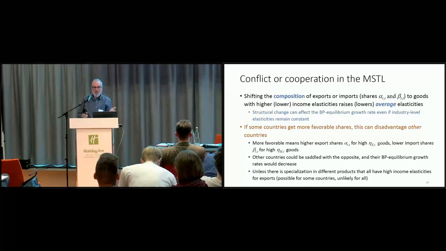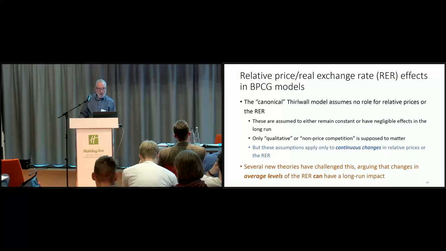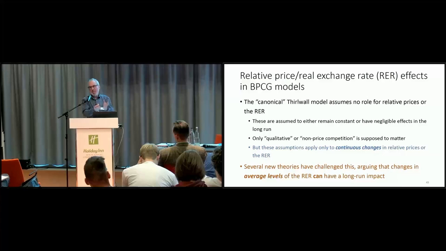So to make a long story short, if a country could get higher shares on the goods for export with the higher income elasticities, and lower shares on those items for imports, that country can boost its balance of payments constrained growth rate for any given world growth rate. But this could have deleterious effects for other countries if they are now not exporting so much of those products and they're importing more of those products. So there's an opportunity for conflict recognized there. Although again, following Kaldor's qualification, with more than two countries, several, by specializing in different industrial areas, could benefit simultaneously, but not everyone. Now, I'll talk about one more thing, and then I'll have to bring this to a close.